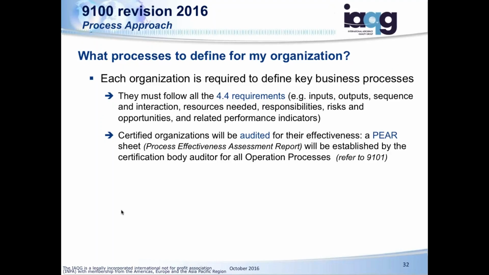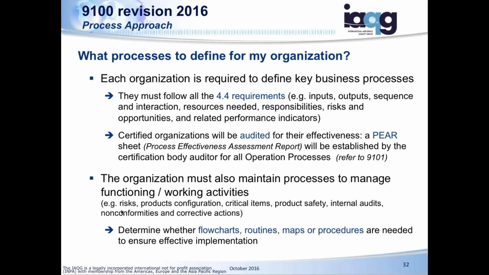Here's just a little bit more information. Sometimes we get people confused about what top-level processes are versus activities, and sometimes within the standard we'll talk about things like you need to have a process for configuration management. That does not necessarily mean that configuration management has to be one of your top-level processes. When you do have these top-level processes, though, the requirements of clause 4.4 apply. Those would also be the processes that would be part of your PEARs as well, your Process Effectiveness Assessment Report.